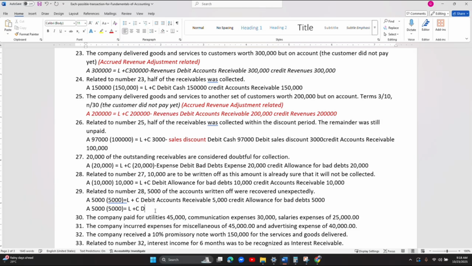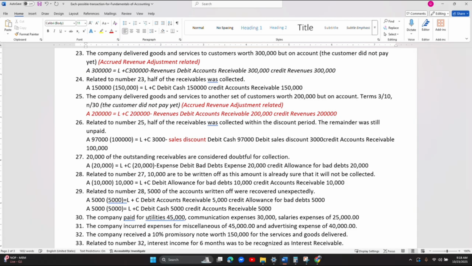So you just have to debit cash and then credit accounts receivable, both for 5,000.